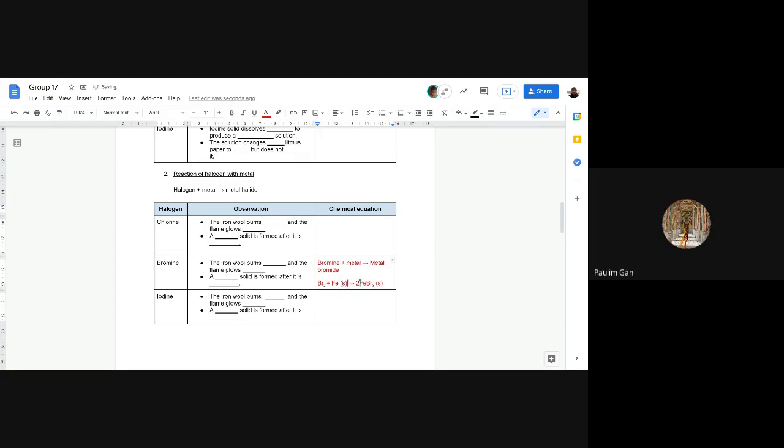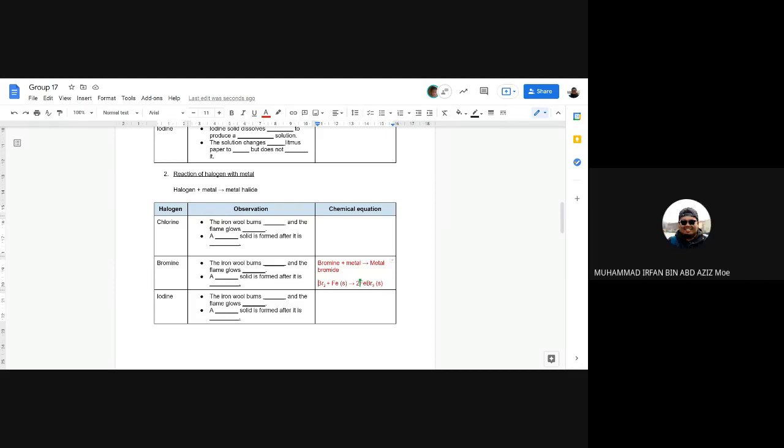Teacher, why do we need to write the 3 after Br? Because you need 3 Br to combine with 1 Fe. 1 Fe can donate 3 electrons. Therefore 1 Br can only receive 1 electron. Therefore we need 3 Br lah. So at the front we need to write 3 Br.